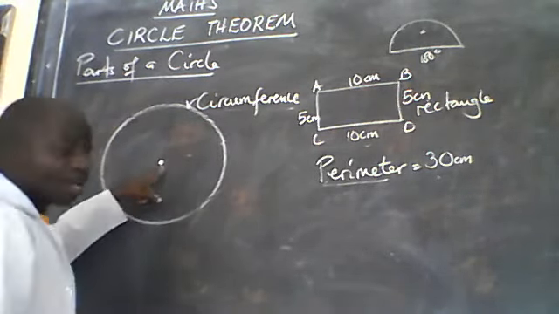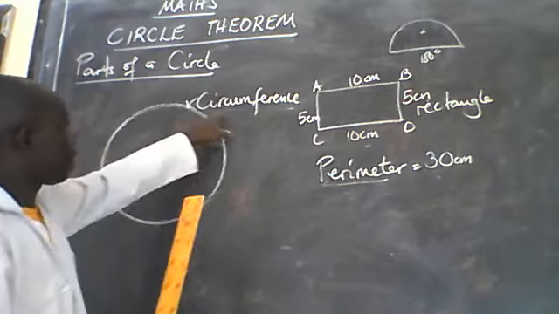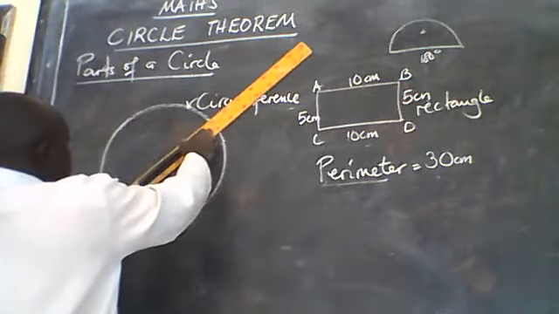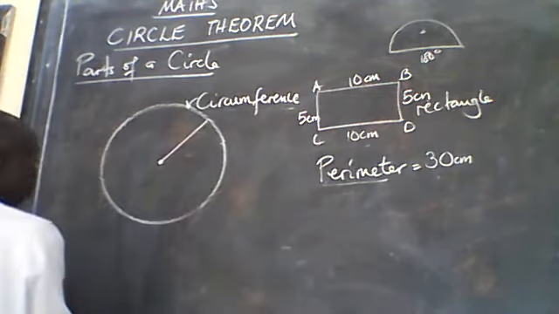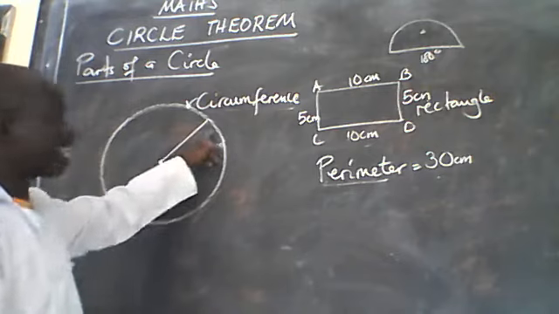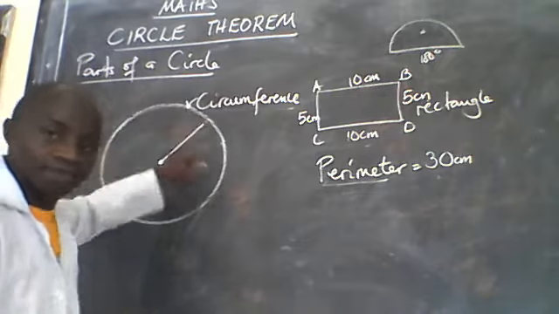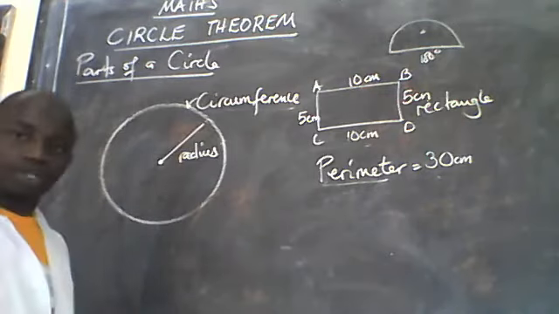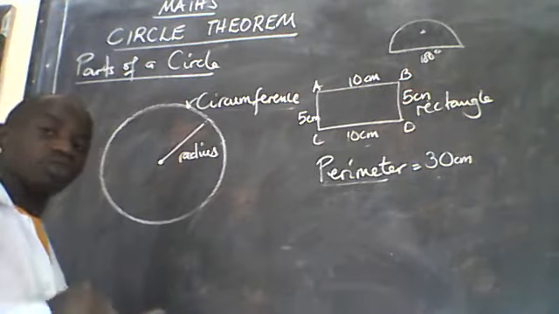From the center here, let me try to draw a line from the center touching the circumference. It can be at any angle, provided this line is from the center to the circumference. So this line from the center to the circumference has a name, which is called the radius. Radius is any line from the center to the circumference.